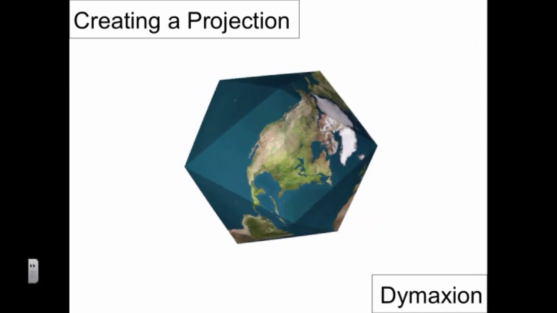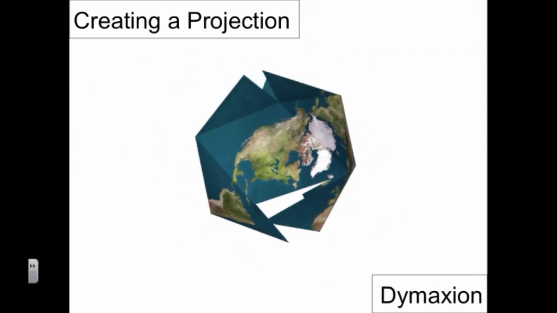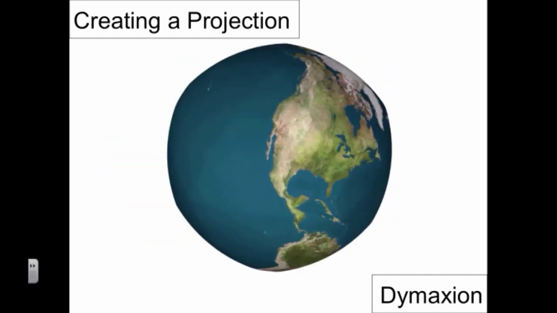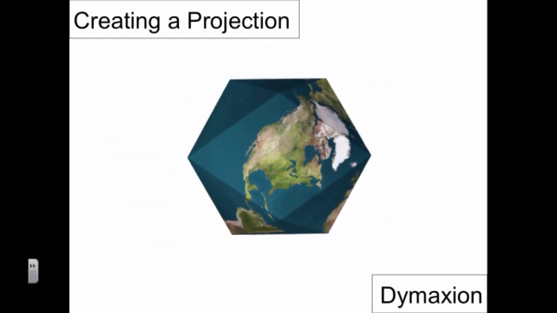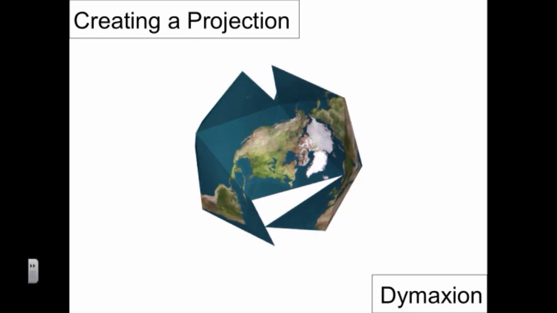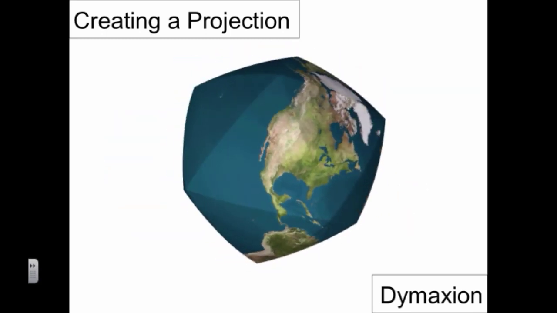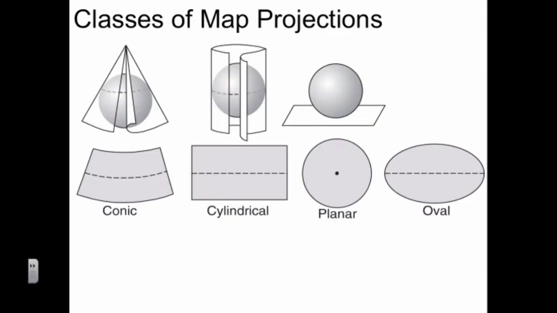Now, this animated image shows how a 3-dimensional sphere is flattened out into 2 dimensions. This is a Dymaxion projection. Its purpose will be explained in just a little while, but I wanted to give you an idea about how at least one projection is created. Now, there are 4 basic classes of map projections. They're based on how they have been derived. So you have conic, cylindrical, planar, oval.